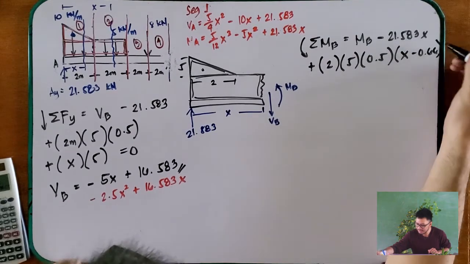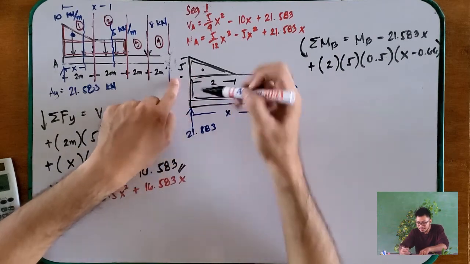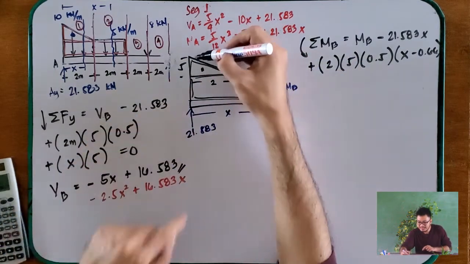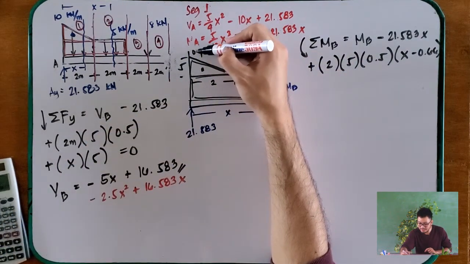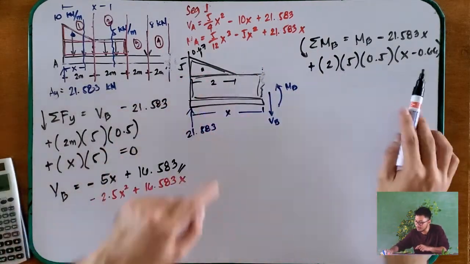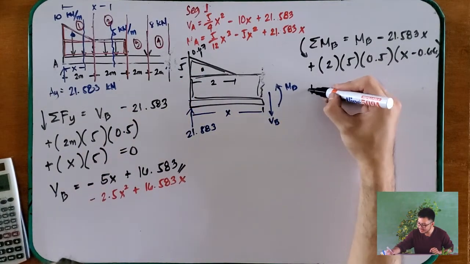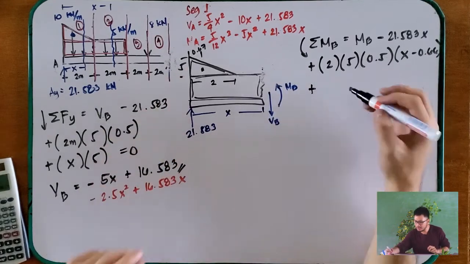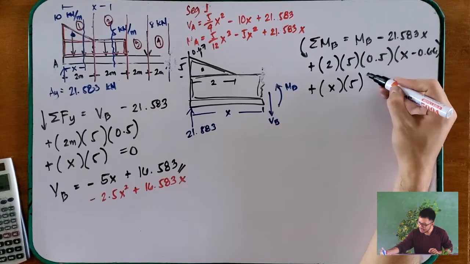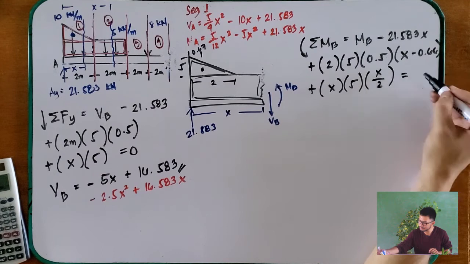So what we get is x minus 0.667. Because the length is x, and the distance we want is from this point to this point, and this distance here is 0.67. That is why x minus 0.67 gives the moment arm of our triangle. Gets? Next is plus. For the rectangle, base is x times height of 5 times moment arm of x over 2. It's equal to 0.